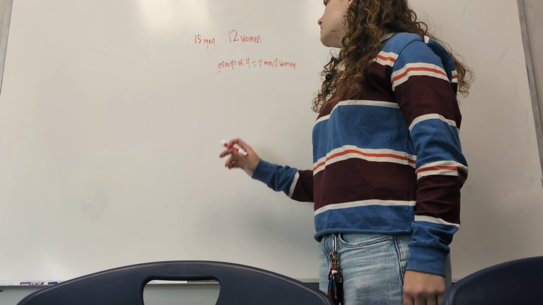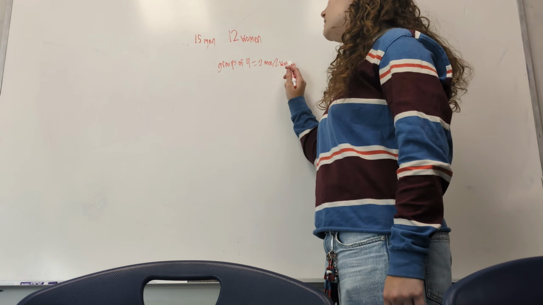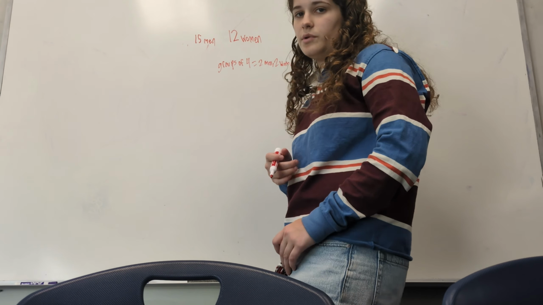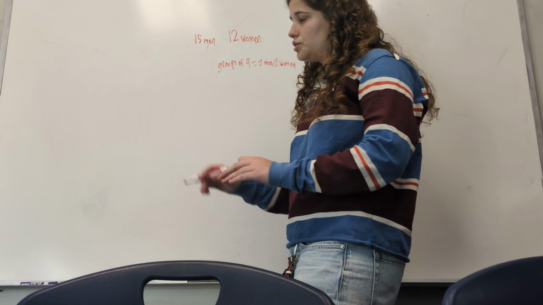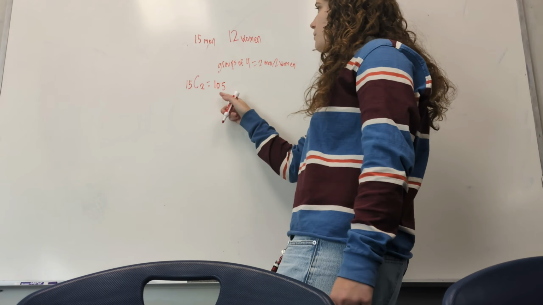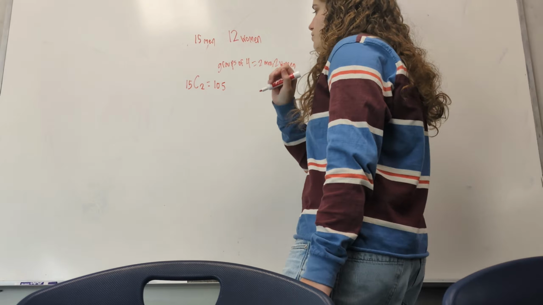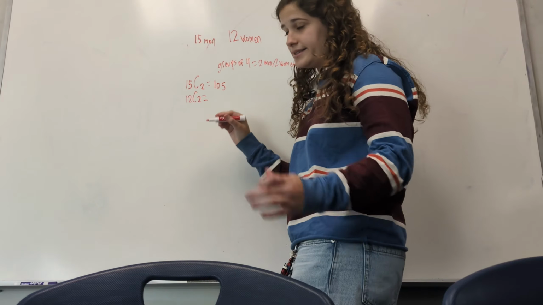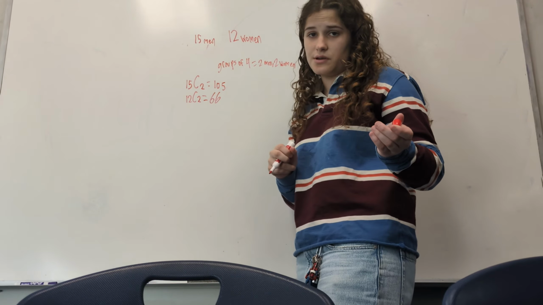So we know that we are going to choose 2 men from the 15 men and 2 women from the 12 women. So we are going to do 15 choose 2, which gets us 105. Then we are going to do 12 choose 2, which gets us 66. So what are we going to do with those numbers?